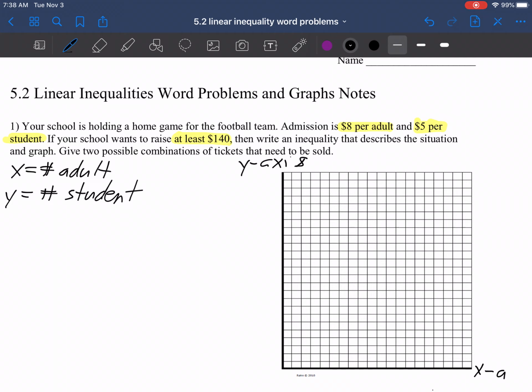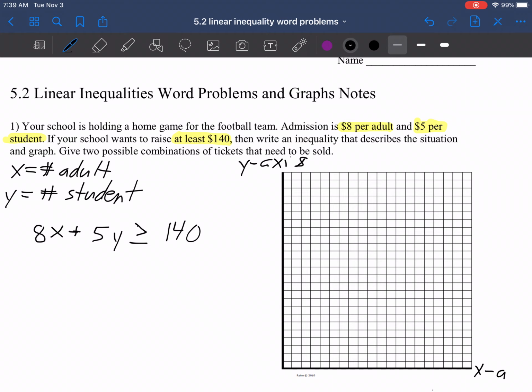So what we want to do, if I know that it costs $8 for every adult ticket, which I called x, but it cost $5 for every student ticket, whoops, we called student ticket y, I'm sorry, $5 for every student ticket, I need that to be at the very least $140, which means I need these to be greater than or equal to 140. And if I add up the totals of the amount of money I sell for these two, that's my inequality.